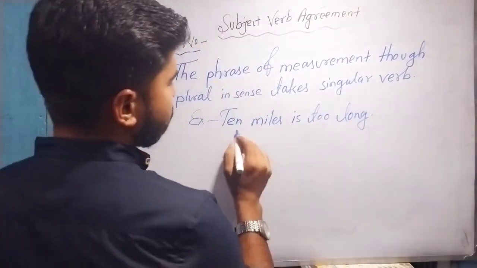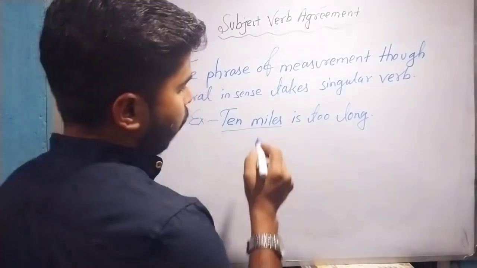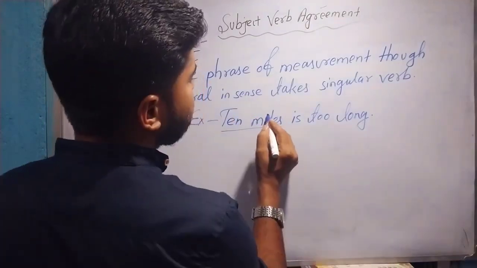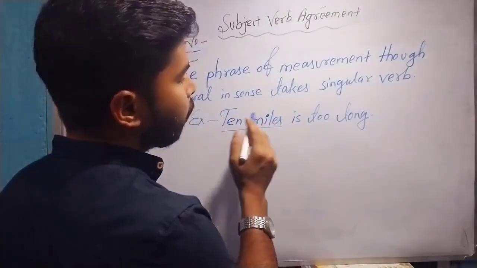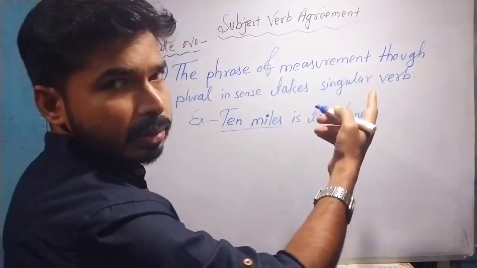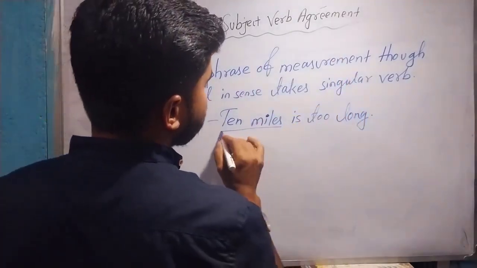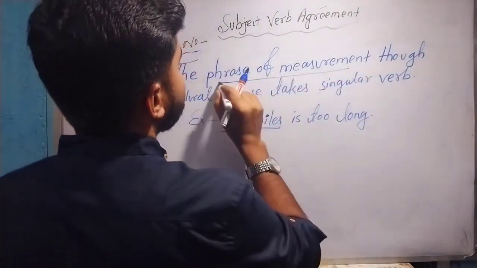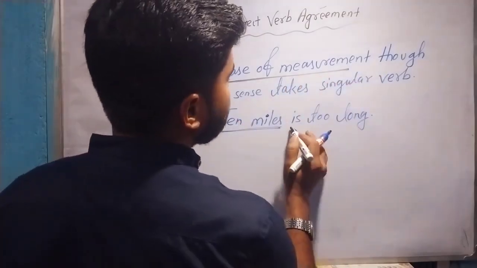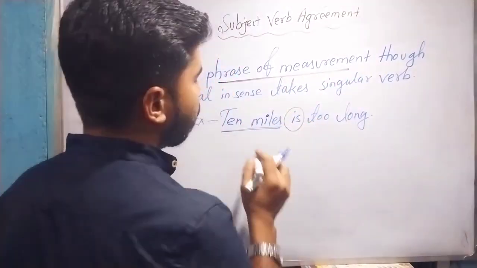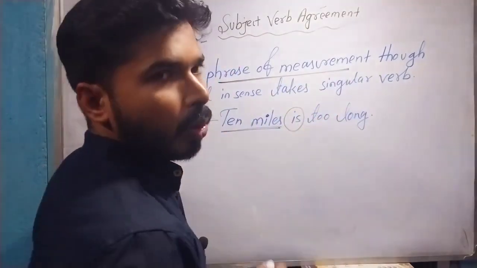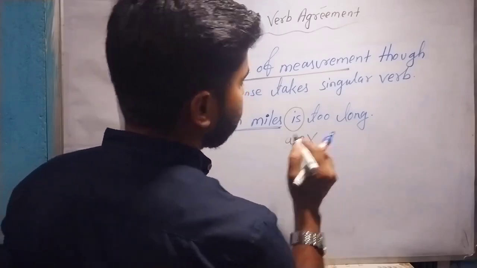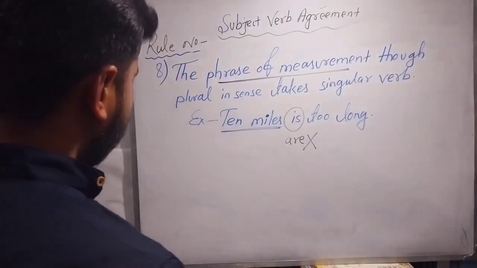10 miles. So the subject is 10 miles. Although it looks plural, the sense here is plural, because 10 miles is referring to the plural sense. But always such phrases of measurement always take the verb in singular. That's why we have to write 10 miles is too long, not 10 miles are wrong. We can't write are. This is wrong.